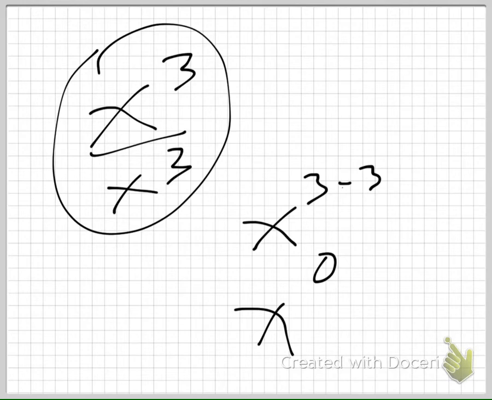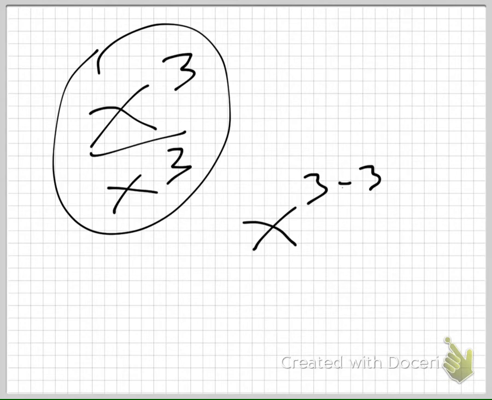What is it? Anything over itself is... What is 5 over 5, people? 1. What is 17 billion over 17 billion? What is x over x? What is x to the 3rd over x to the 3rd? Anything over itself is 1. So anything to the 0 power is 1.